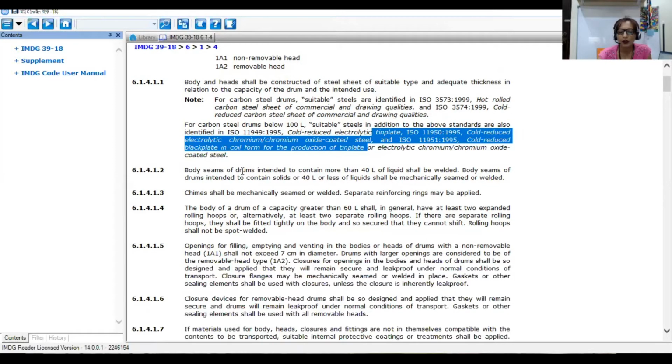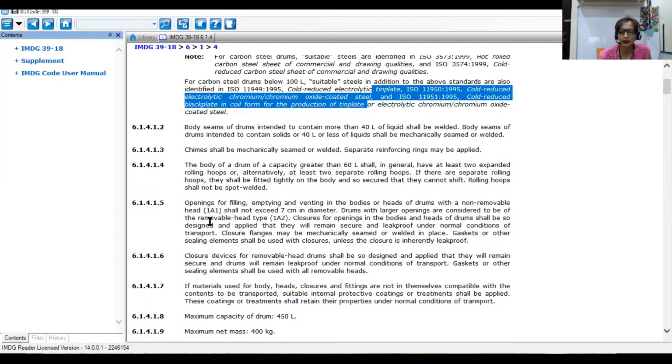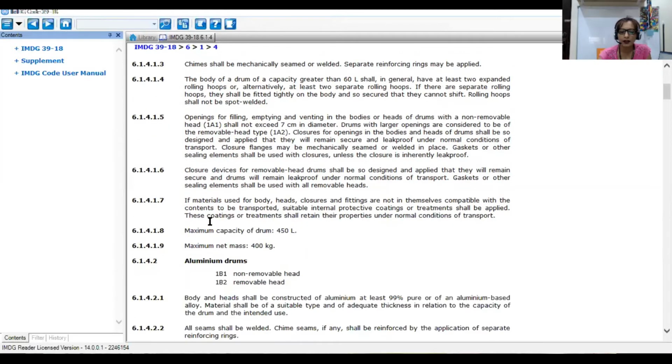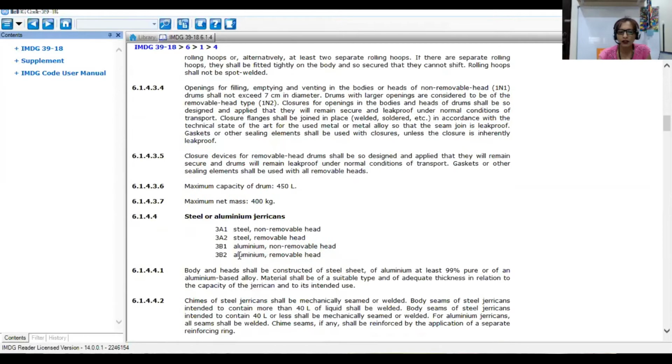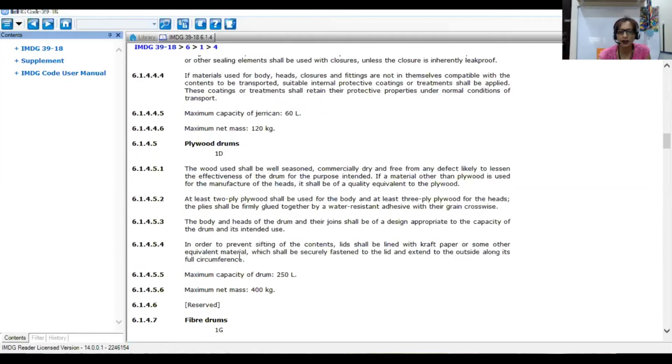Then they talk about the body seam of drums that are intended to contain more than 40 liters of liquid. They say it should be welded. And they also talk about solid cargoes, and they talk about the chimes. So generally what they're doing here is talking to you about the construction of these drums, right? And talking about their maximum capacities and their maximum net masses. And they go on, from one, to the different materials that are used.